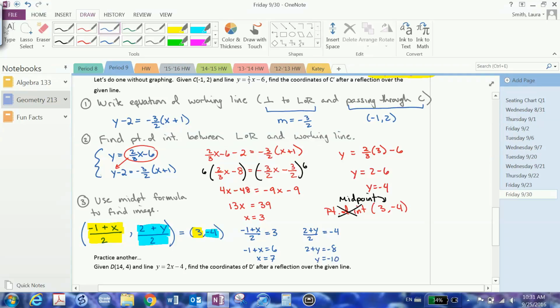Okay, so just go back and think about this for a second. -1 plus 7, let's see, -1 plus 7, that's 6. 6 divided by 2 does in fact give me 3, right? You see where I'm going with this? So I think I've accomplished it. My image point is going to have coordinates 7, -10.